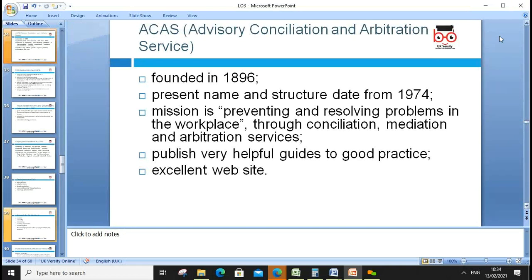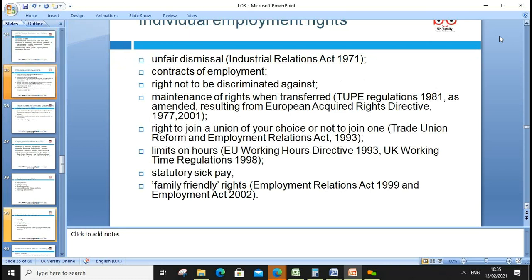The Act replaced the previous legislation and brought it all together. A lot of consolidated legislation was brought in, because a lot of old legislation existed. ACAS is the Advisory, Conciliation and Arbitration Service. That's the code which we use. Founded in 1896, its present name dates from 1974. Its mission is preventing and resolving problems in the workforce through mediation, arbitration, and good practices.